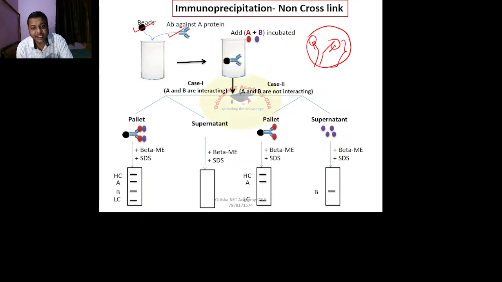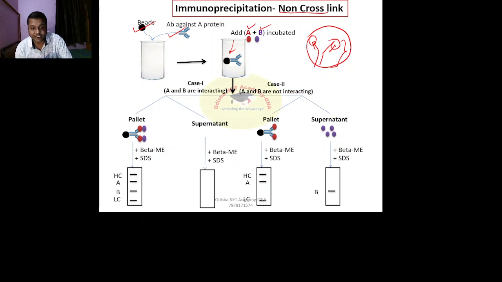Now what happens? The antibody gets attached to the beads, which are polysaccharide, with the help of a non-covalent bond. So this is called the non-cross-link type of immunoprecipitation. With the help of non-covalent bond or weak interaction, the antibody gets attached to the beads. After that step, you have to add the A and B incubated solution. In one container, you add A solution and B solution and incubate. After that you add that AB solution to this container.